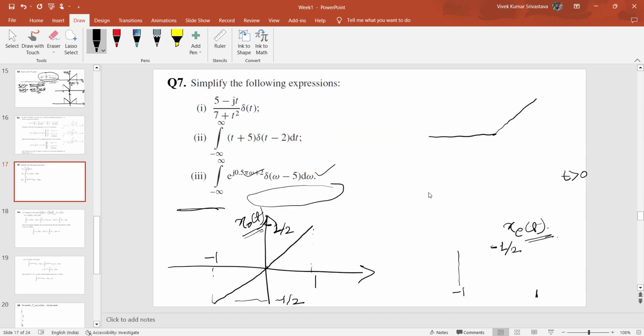So let us move ahead. Yeah, here is the next problem. Let me first erase. Why is it not erasing? I don't know why my pointer is not working. I'm sorry for that.